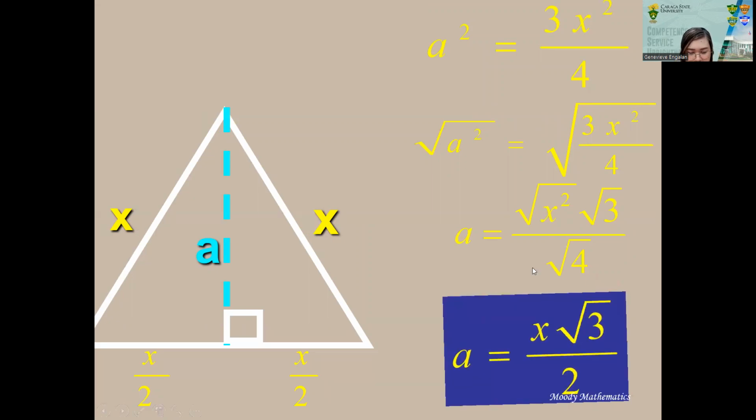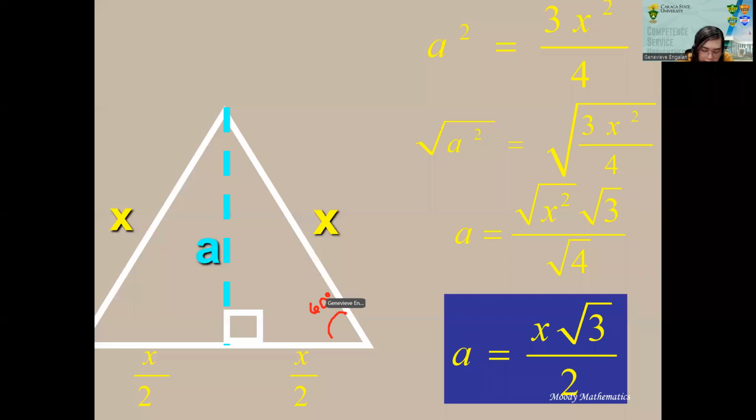So A, remember, is the opposite side of 60. The opposite side of 30 is x over 2. So if this is 30, this is the hypotenuse, x is our hypotenuse. So the opposite of 30 will be half the hypotenuse. The opposite of 60 will be hypotenuse times square root of 3 over 2.